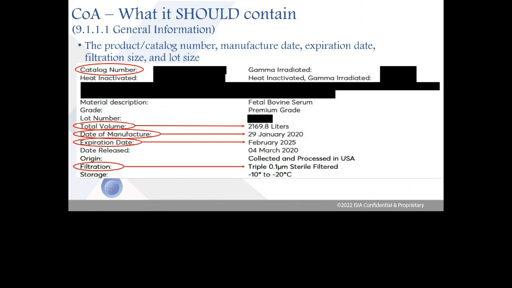The filtration size for fetal bovine serum is typically 0.1 micron, usually in triplicate and usually in line during processing. This gives the end user an assurance that potentially contaminating microbes like bacteria, fungi, and mycoplasma have been removed during processing of the serum. Finally, knowing the total volume processed can be important for a couple of reasons.